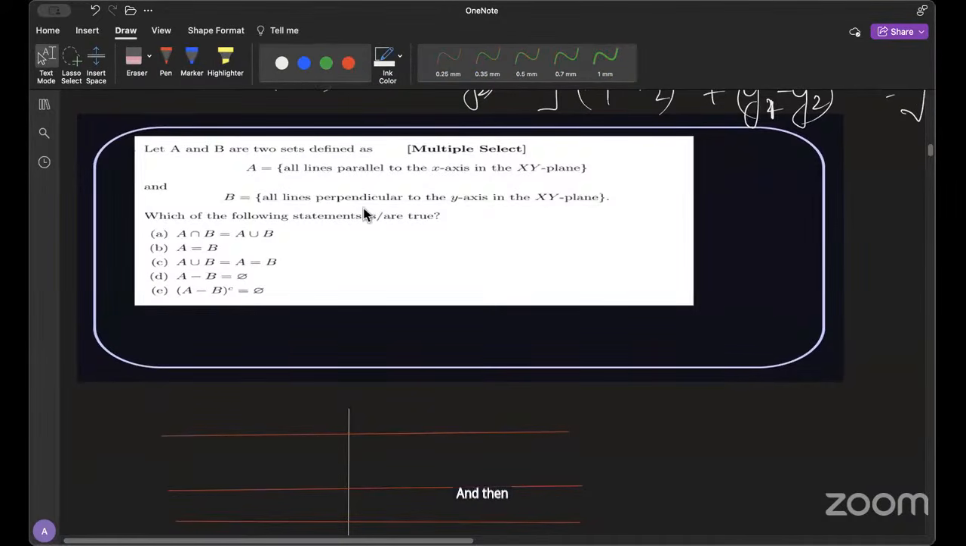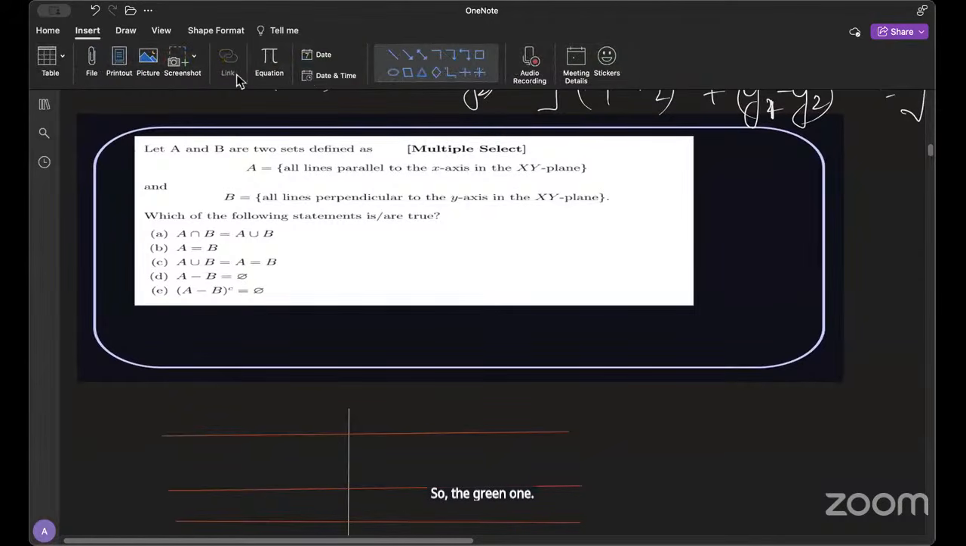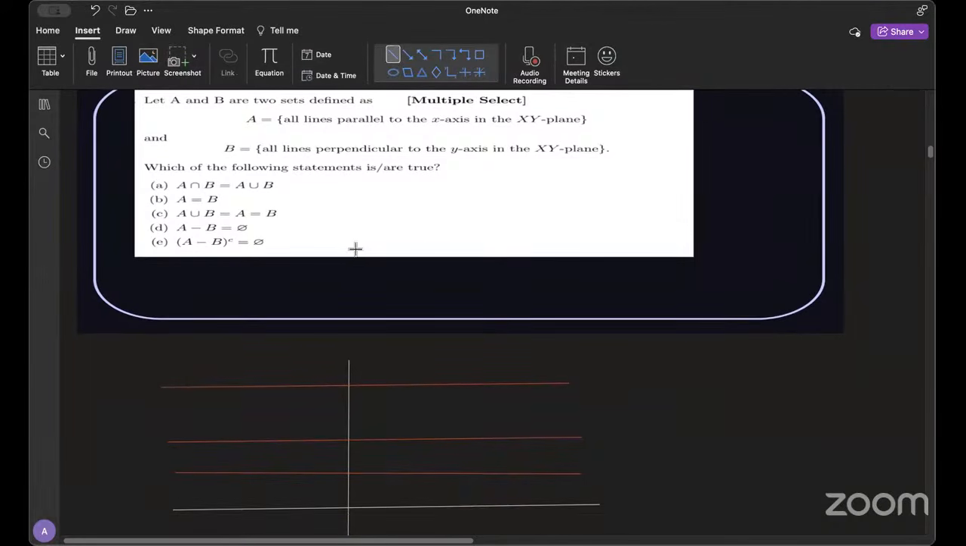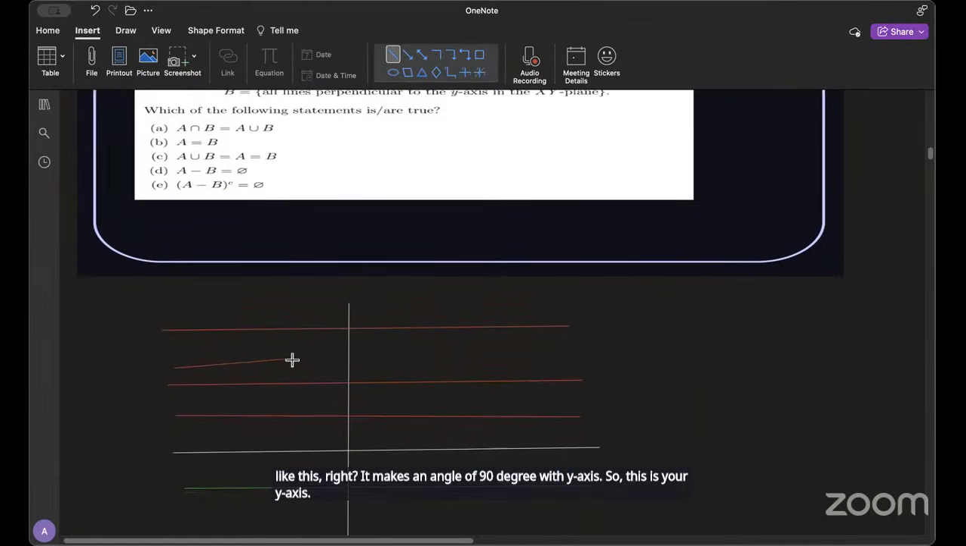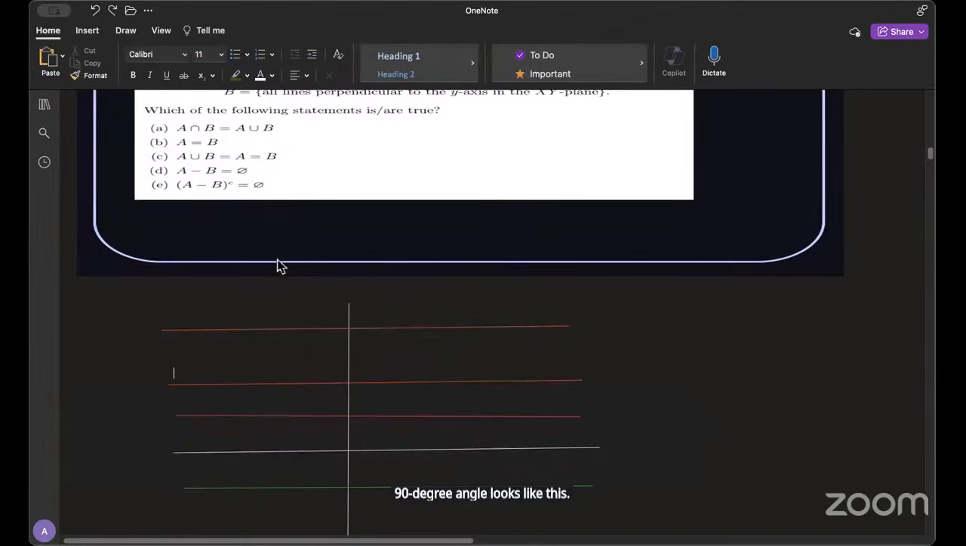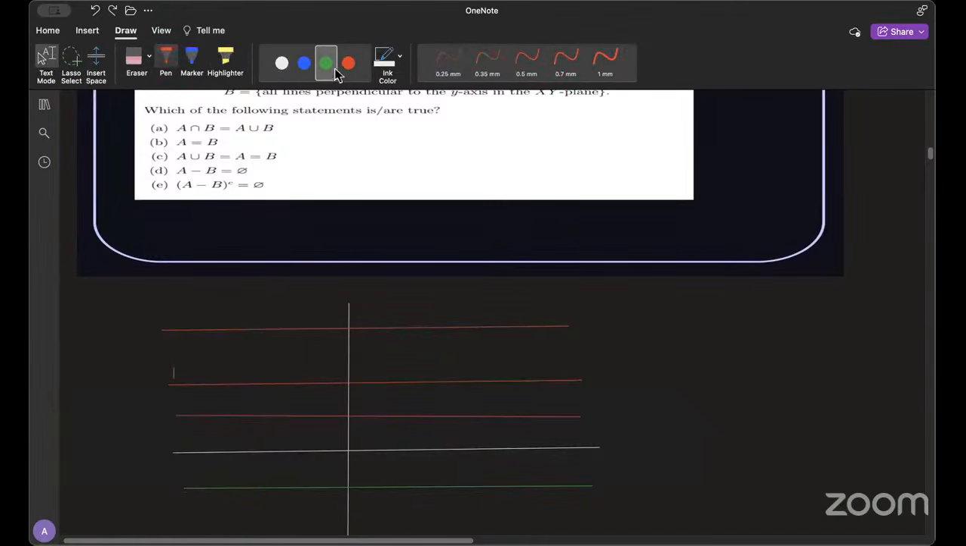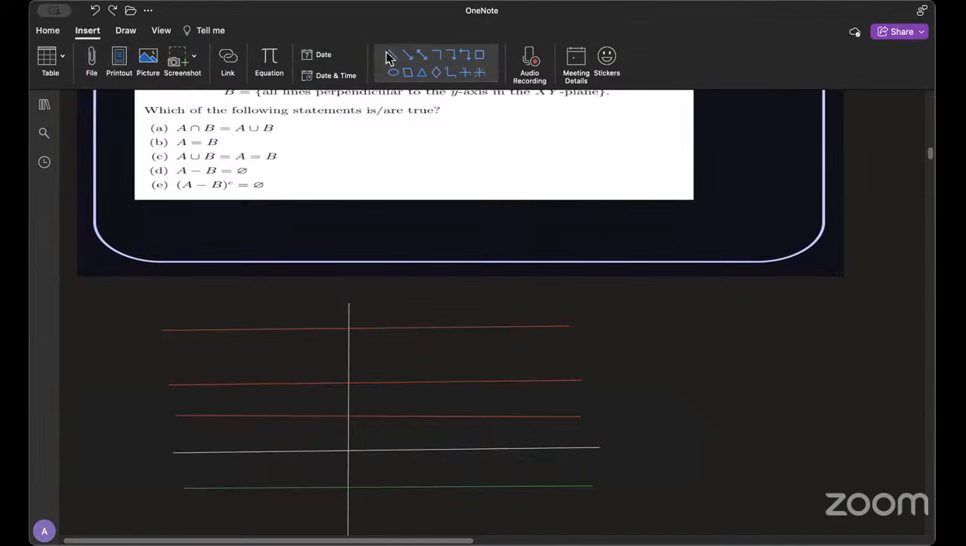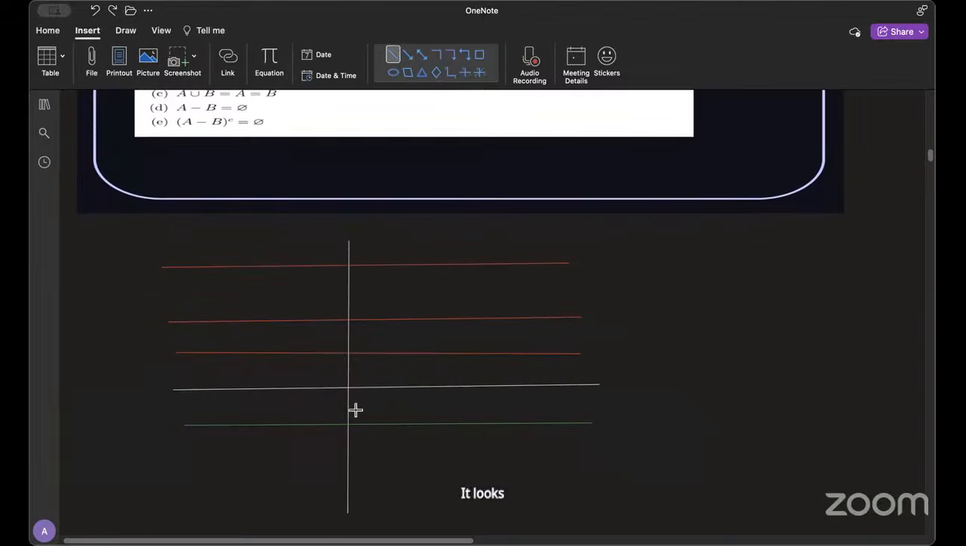And then let's draw the lines in set B with the green one. So the lines in B are all perpendicular to the y-axis. So this is your y-axis. So any line that is perpendicular to the y-axis is like this, right? It makes an angle of 90 degrees with the y-axis. A 90-degree angle looks like this. It looks like this, perpendicular.